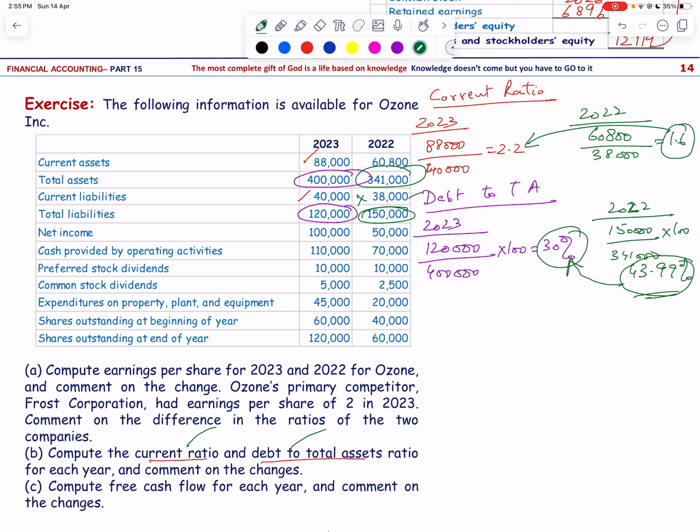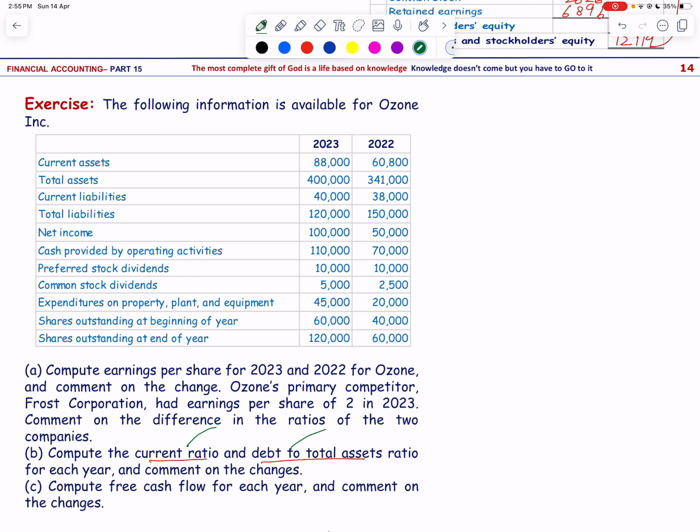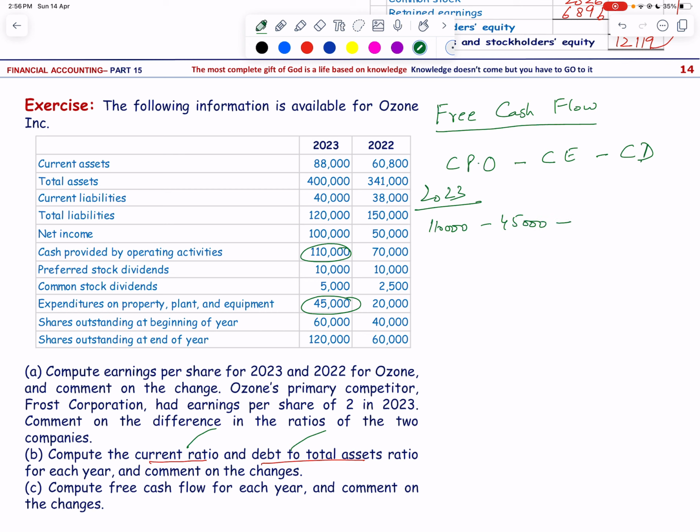Compute free cash flow for each year and comment on the changes. So the free cash flow is cash provided by operations minus capital expenditure minus cash dividend. Now for the year 2023, cash provided by operations is 110,000. From this we are going to subtract the capital expenditure, which was 45,000. And we will also subtract the cash dividend, and the dividend is 5,000. So this is equal to 50,000.